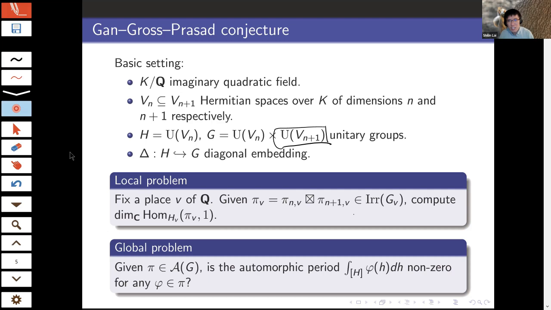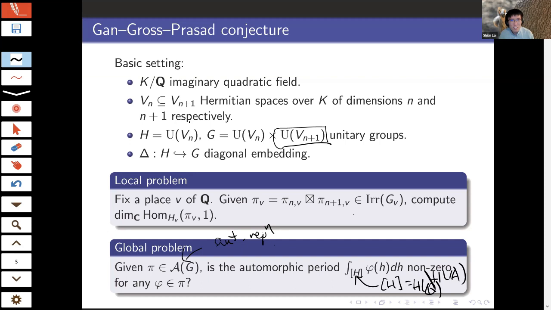And correspondingly, there is a global question, which is: given pi, some kind of automorphic representation, and let's not talk about exactly what yet, some kind of automorphic representation on G, we want to study the automorphic period. And this notation means the normal adelic space, except, okay, let's not worry about some technicality.